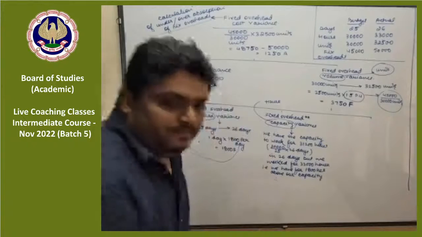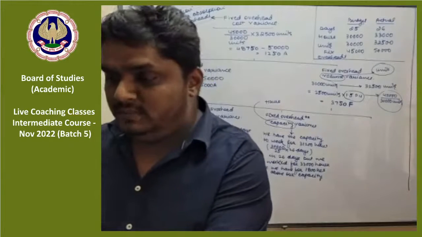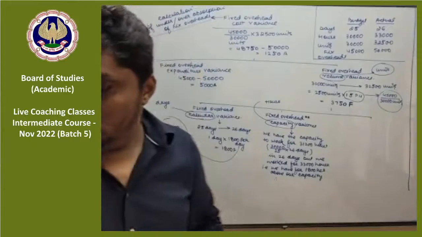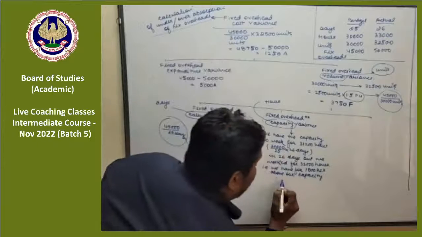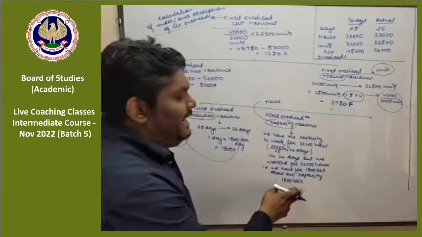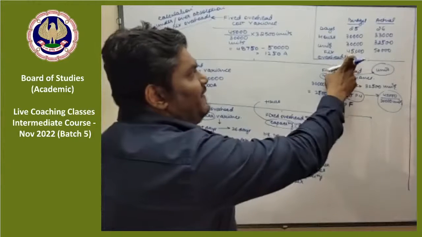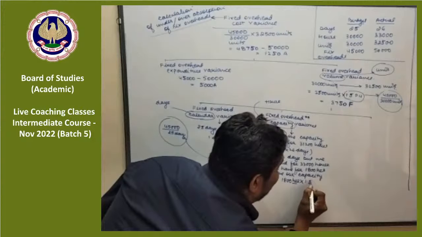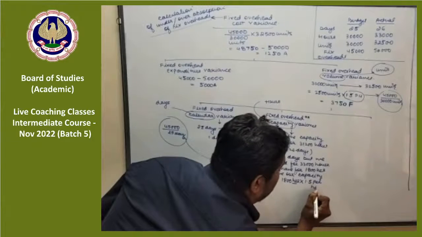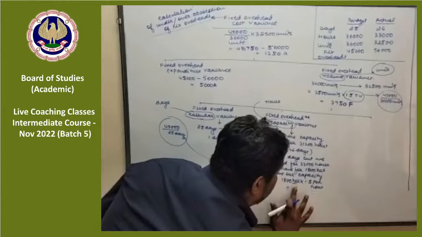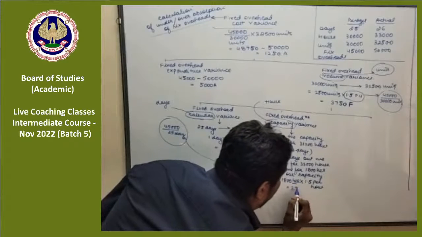I hope this part is visible to all. Therefore, 1,800 hours. Now we'll take the rate per hour. So 45,000 divided by 30,000 hours, since it is hours, so 1.5 per hour will be the rate. So this will be 2,700. Very big favorable.